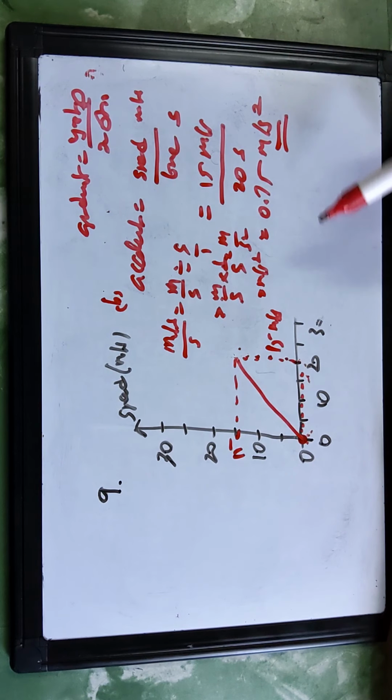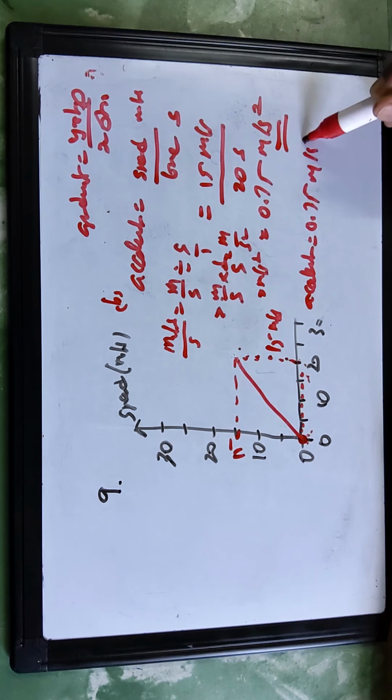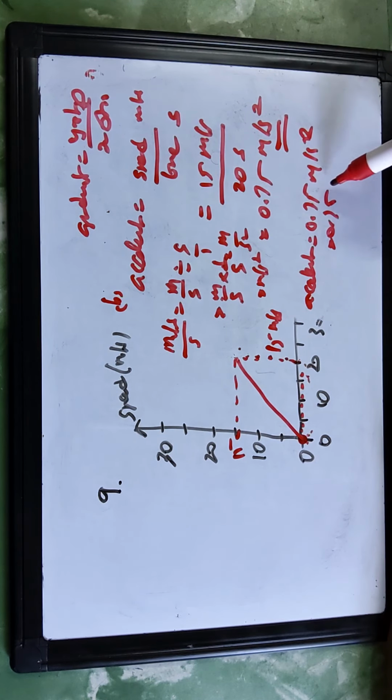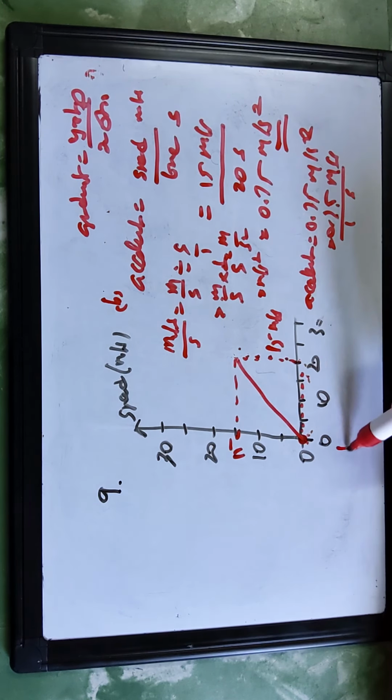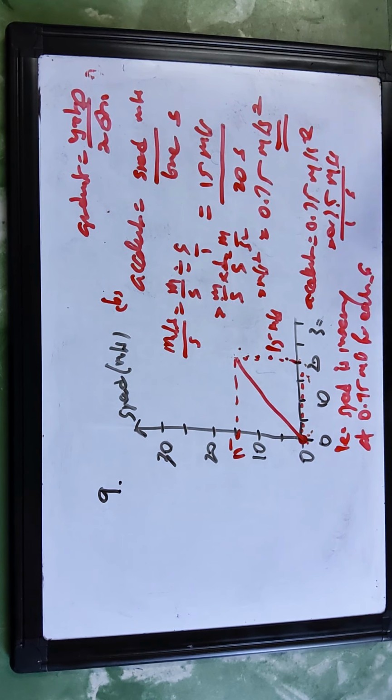Now how to interpret this? This acceleration of 0.75 meters per second squared can be written as 0.75 meters per second divided by 1 second, which implies that the speed is increasing at 0.75 meters per second for every second. For each second, the speed is increasing by this amount. That's acceleration, increasing speed.